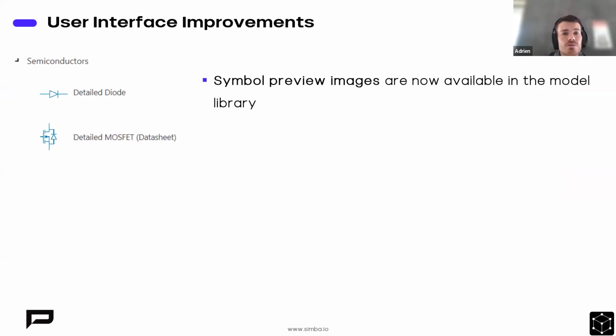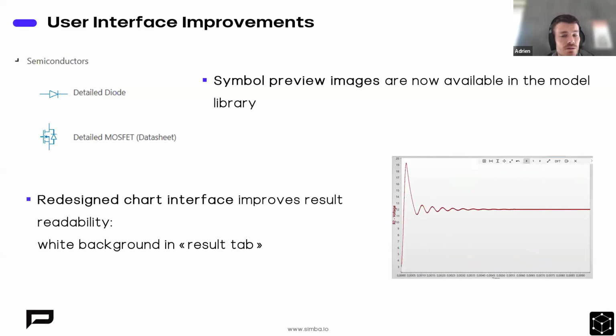We have also improved the user interface. Now you can see that the symbols of each component are directly displayed in our library. So you don't need to drag and drop each component. You can see directly the meaning of each component when you are going through our component library section. And also the background of the result tab is in white. Before it was black, but now it is white by default because some customers made this request.